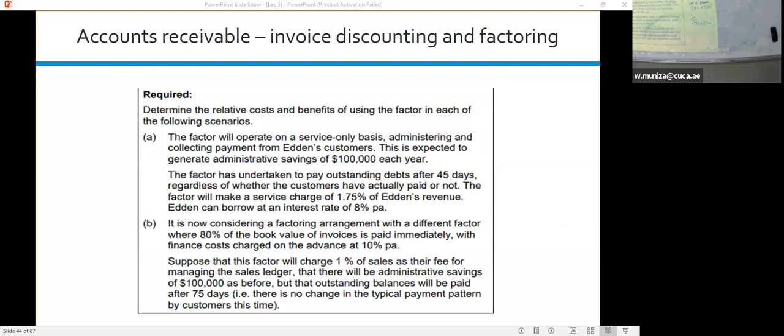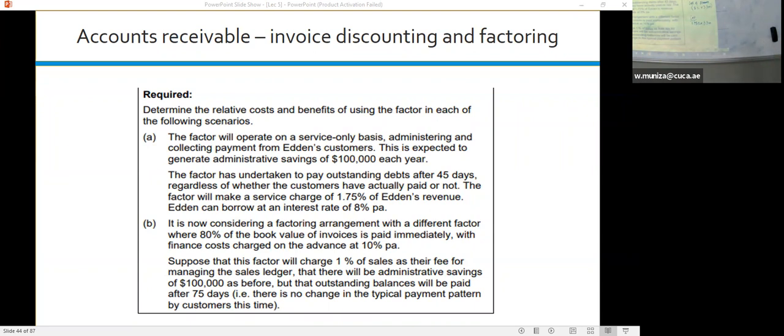Now, they are telling us in the second case, it is now considering a factoring arrangement with a different factor where 80% of the book value of invoices is paid immediately with finance cost charged on advance of 10%. So when 80% of the book value is going to be paid immediately, it means that the cost of finance is now going to be saved, reduced, yes. Suppose that this factor will charge 1% of the sales as a fee for managing the sales ledger, and there will be administrative savings of 100,000 as before, but the outstanding balance will be paid after 75 days. There is no change in the typical payment pattern by customers this time.